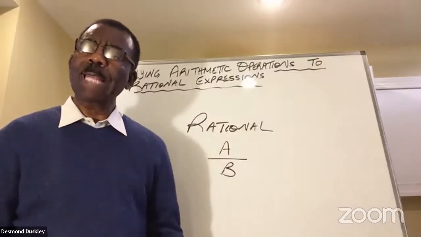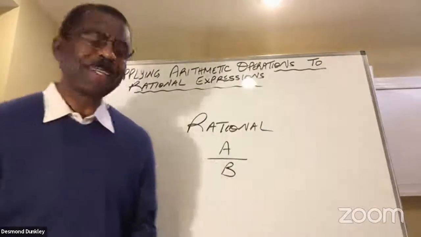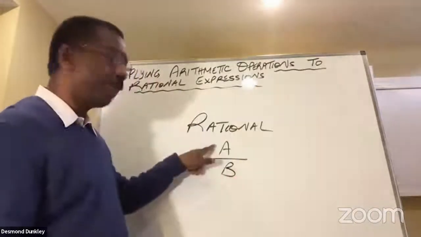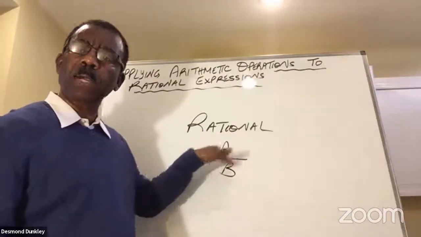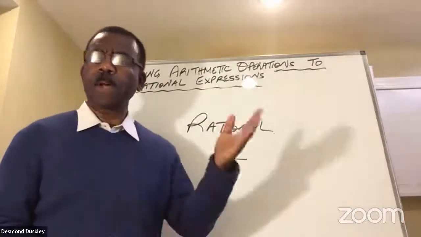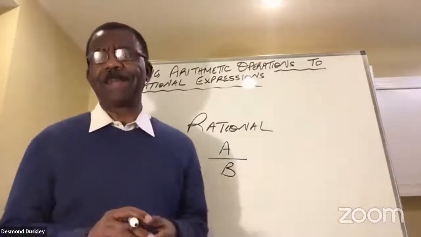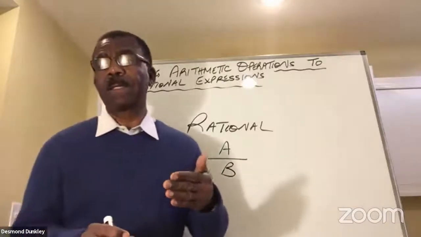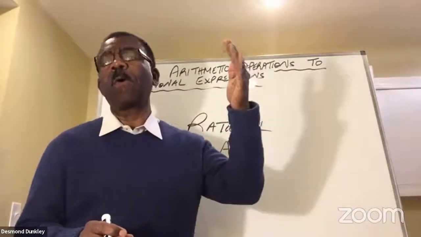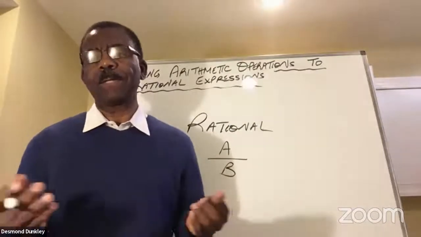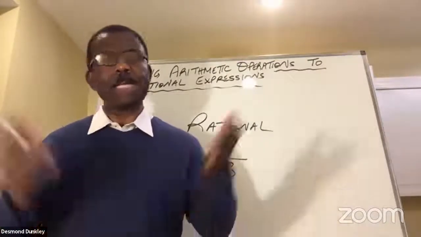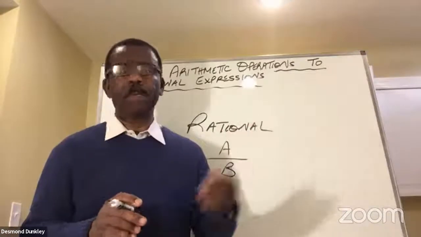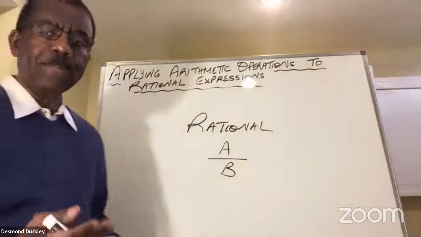And then you hear about rational expressions. It's the same thing, except that with an expression, you will have a variable somewhere, whether top or bottom or both. So a rational expression is a fraction that has variables above or below. That's all. It's a fraction with variables. And it could be a single variable, or it could be multiple variables. So that's what a rational expression is.